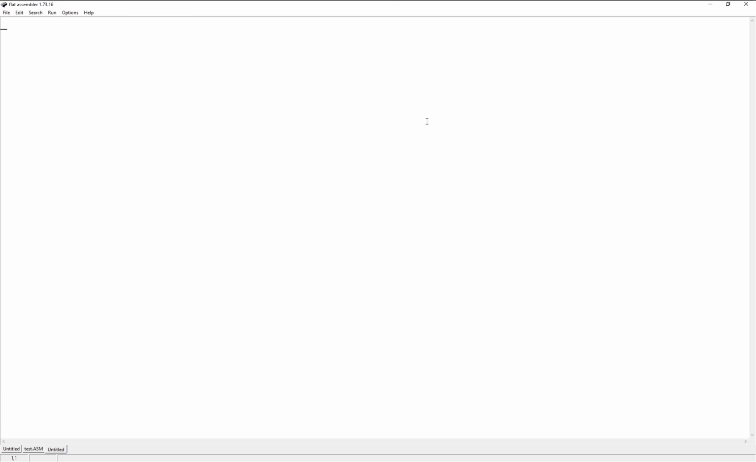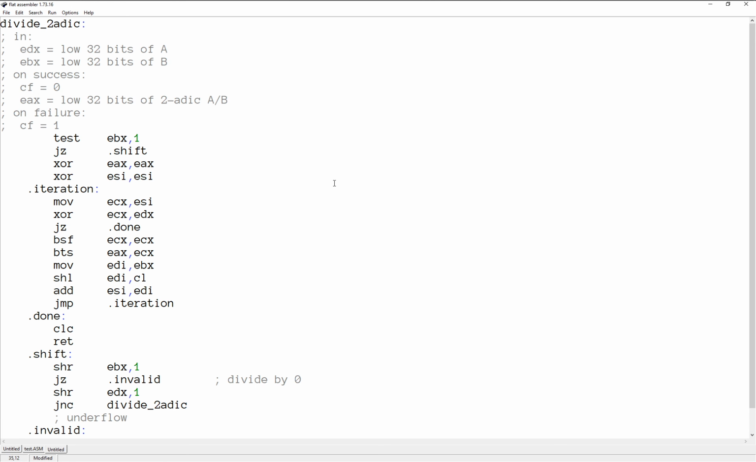And to wrap this up, I'm going to show you this algorithm implemented for x86. This is a 32-bit version, but you can simply replace all 32-bit registers with 64-bit ones, and it is going to work just as well for 64 bits.